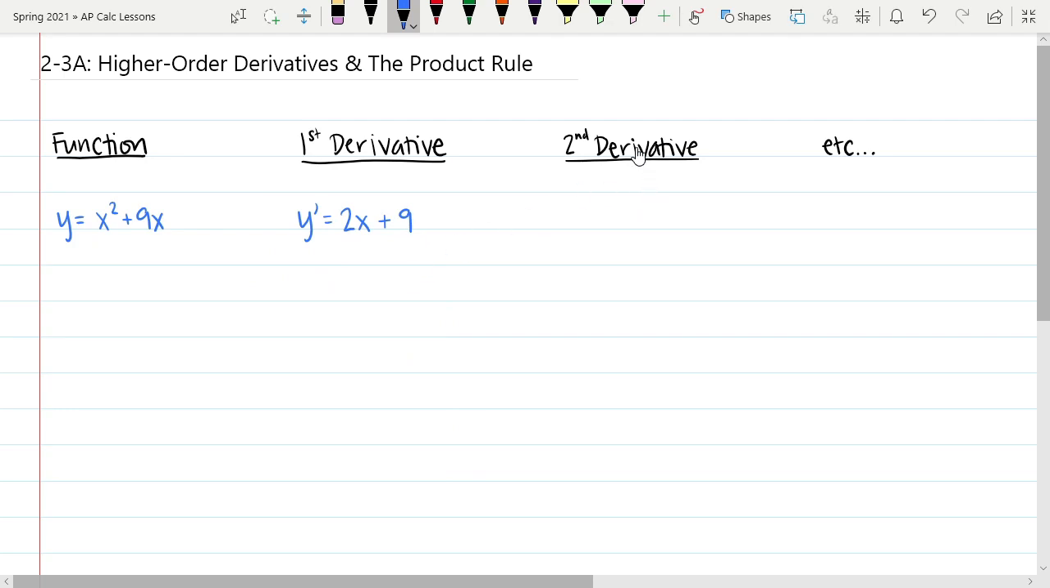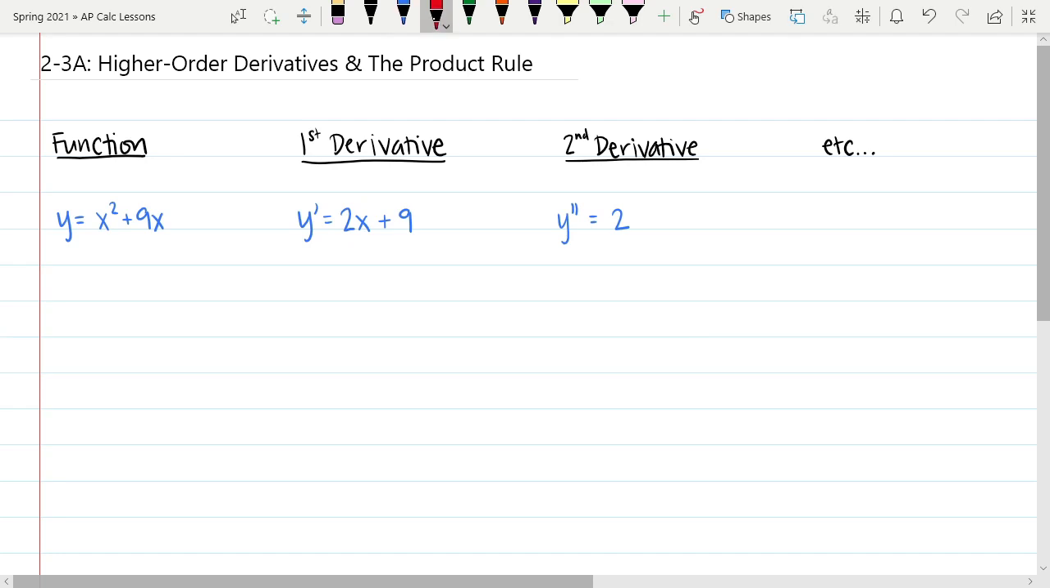So now, to find what's called the second derivative, we're going to find the derivative of the first derivative. Now, the first derivative was notated as y prime, so the second derivative is notated with y double prime. Now, the derivative of 2x just becomes 2. The derivative of 9, remember, goes to 0, so the second derivative here is just 2. Now, if I wanted to continue and find the third derivative, that would then be the derivative of the second derivative, and the derivative of 2 becomes 0. So the third derivative, if we were asked for it, for this particular function, would be 0.